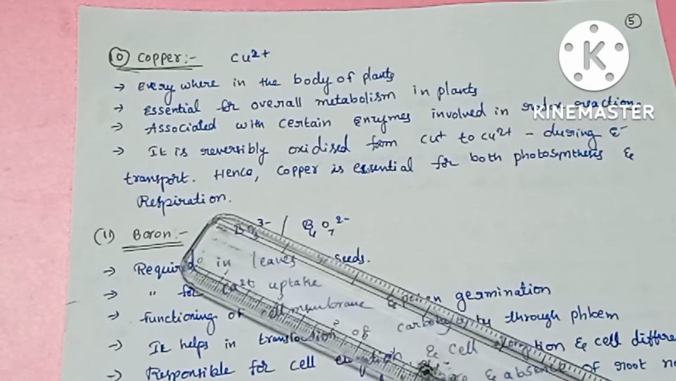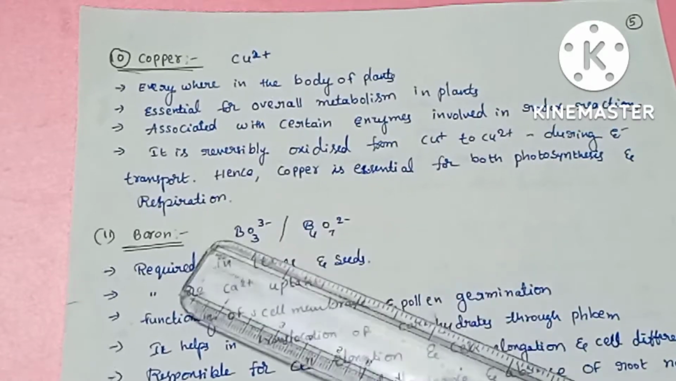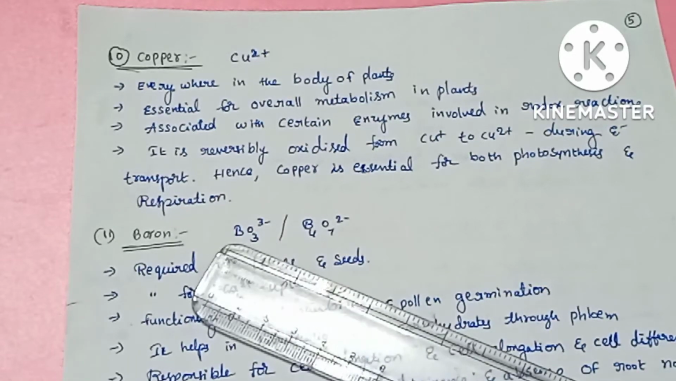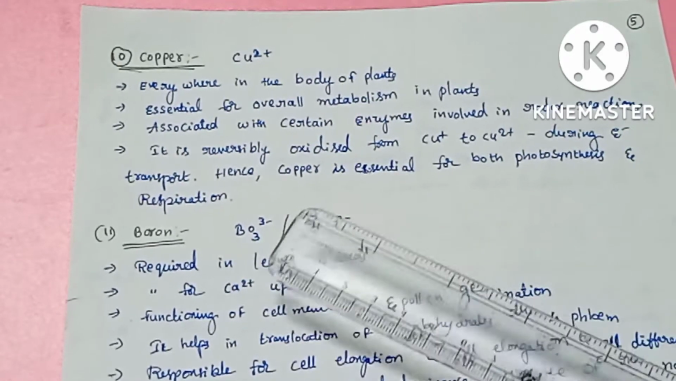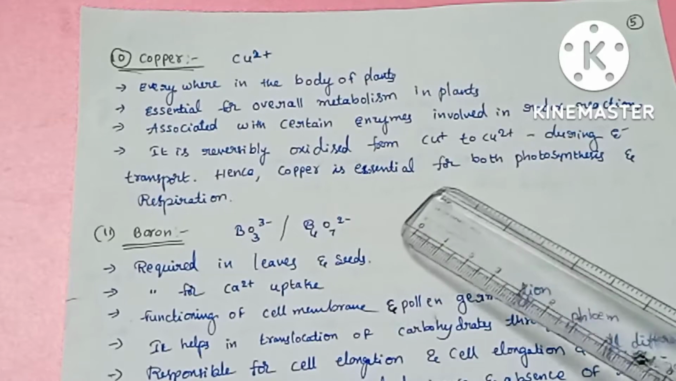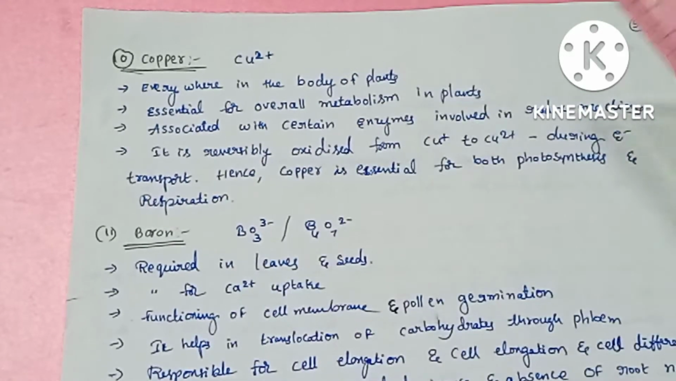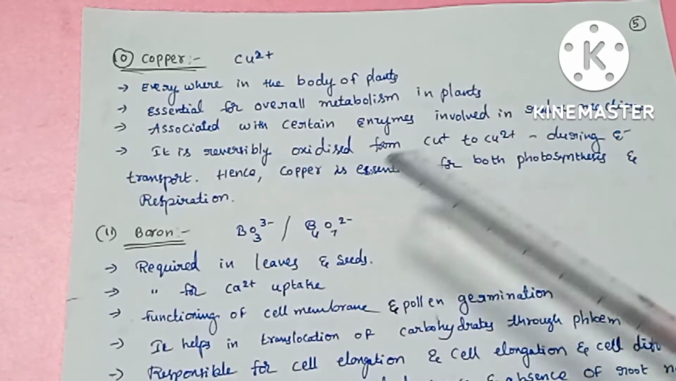So this copper is essential, and it is associated with certain enzymes which are involved in the oxidation-reduction reactions, and it is reversibly oxidized to copper ions during the electron transport. Hence this copper is essential for the photosynthesis and respiration reactions.